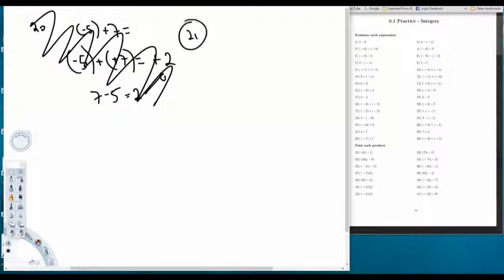Number 21 now. Minus 2 plus negative 5. Once again, we have a positive here. Now, by having a positive, and since the signs are the same, we simply add. Since the signs are negative, we put the negative sign here, and that's the answer.